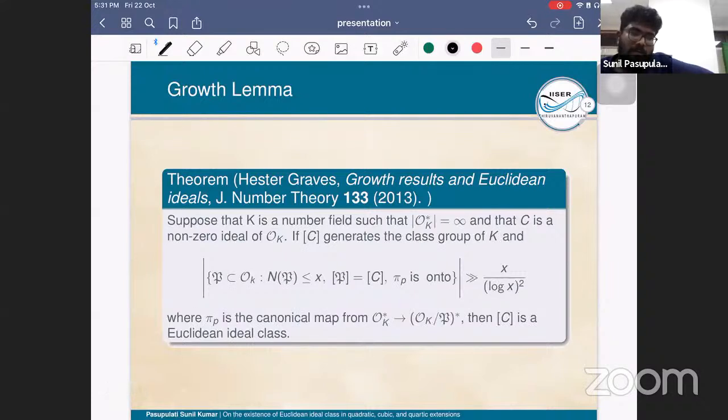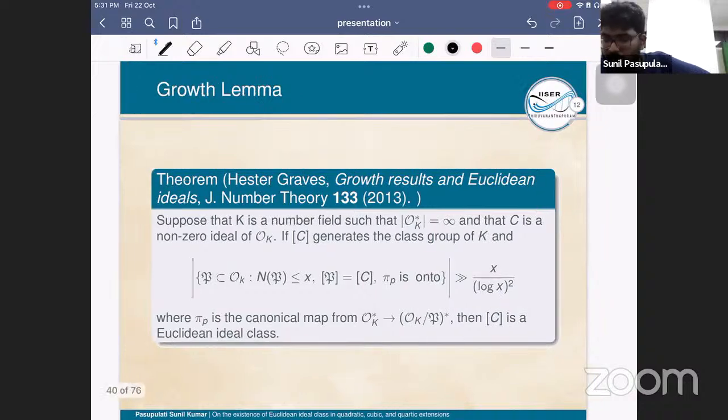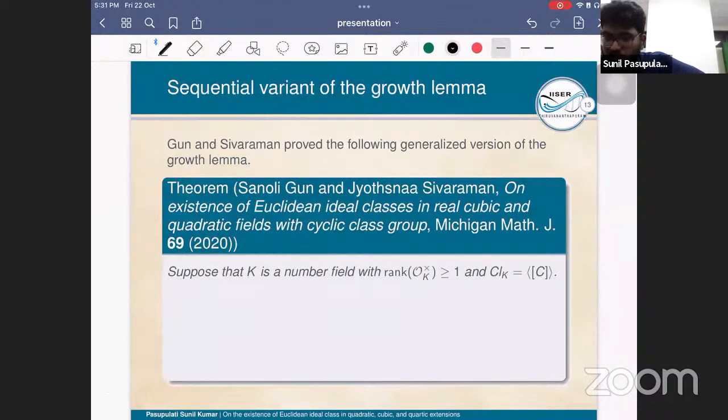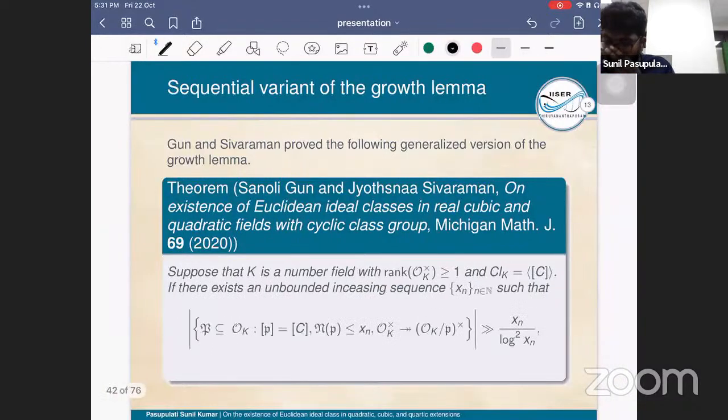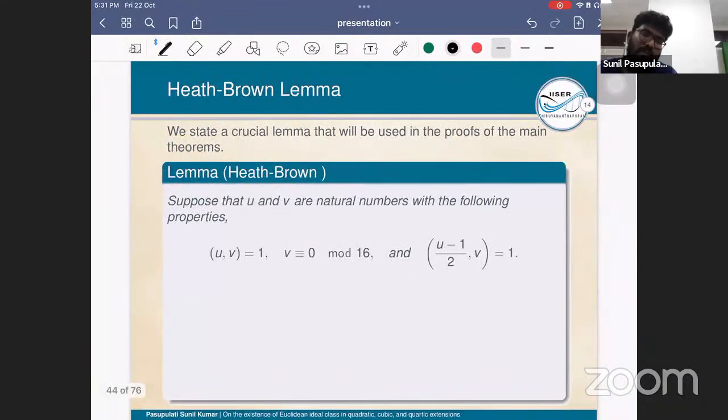And actually, I have found a sequential version of this, which was proved by Gun and Joshna Sivaraman. They kept the same assumptions, and they say it is not necessary that it should happen for every x, but it is enough for it to happen for an unbounded increasing sequence x_n. So if you have something like this for an unbounded increasing sequence, then we can say that the ideal C is actually in a Euclidean ideal class.